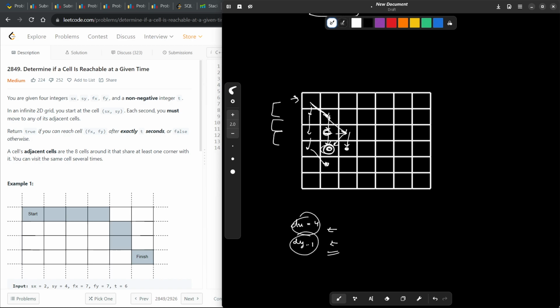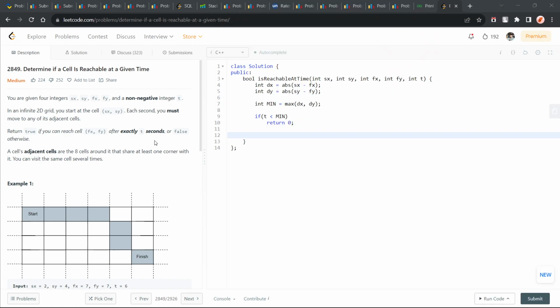So we have reached here. If we have exactly 1 second left, I would say that we can go here. If we have 2 seconds left, I would go here and then here, and then again 3 seconds left, I would go here, here and then here, right? So I believe for any time value greater than this particular value, we can obviously reach the cells.